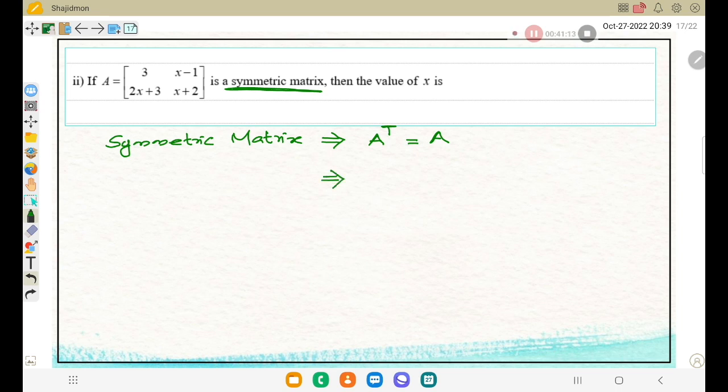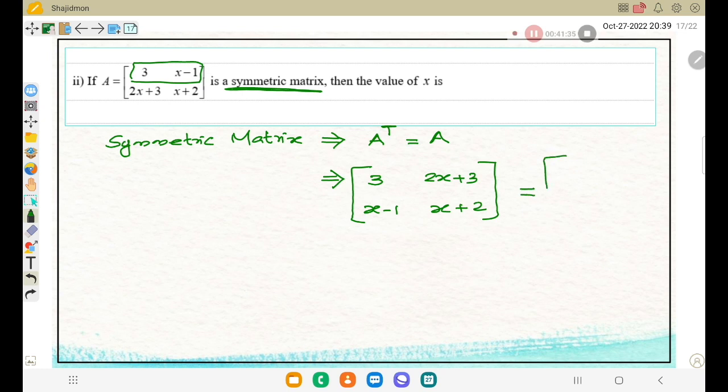What is the A transpose here? What is the meaning of transpose? Write rows column-wise. That means first row, write it as first column, 3x minus 1. Second row, write it as second column, 2x plus 3, x plus 2. This is the A transpose matrix, equal to A matrix. What is A matrix? Same question, 3x minus 1, 2x plus 3 and x plus 2.